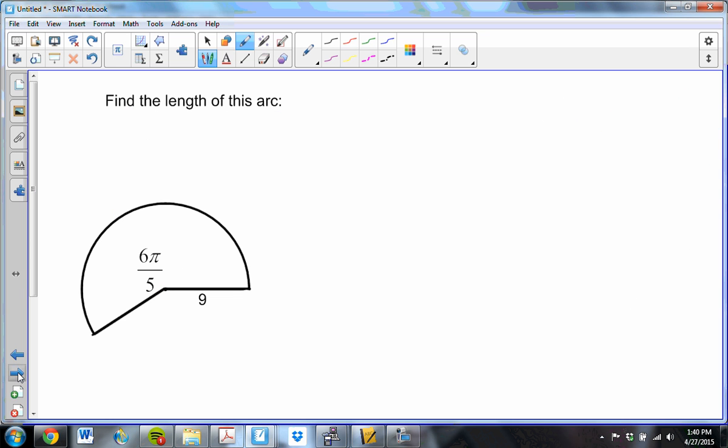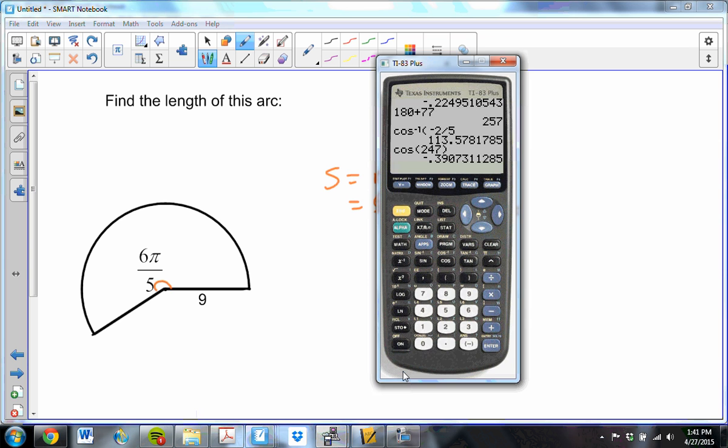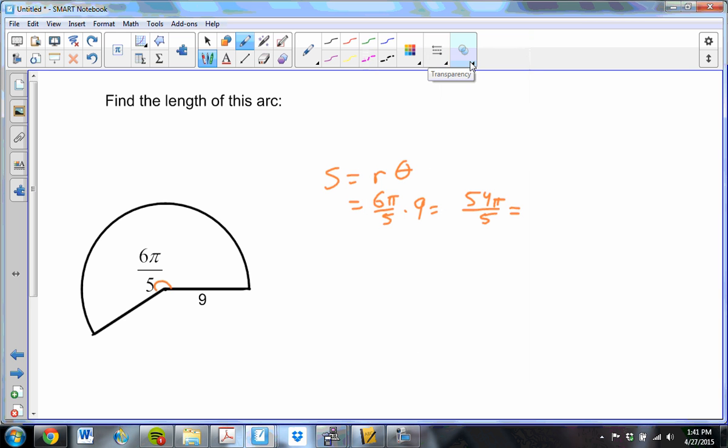Lastly, I want to find the length of this arc. Well, here's an angle measure in radians. The nice thing about finding arc length, we call it S, is it's just your radius times theta. So all I have to do is 6 pi over 5 times 9, and it's 54 pi over 5, which isn't a very useful answer. 54 pi divided by 5 is 33.9. We would call it 33.9 units, whatever those units were.